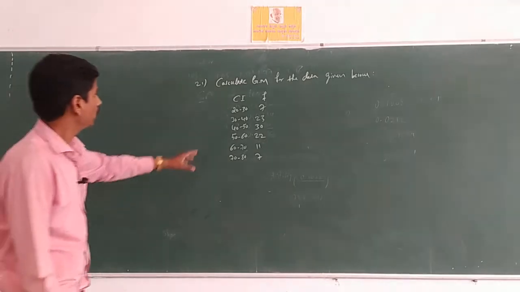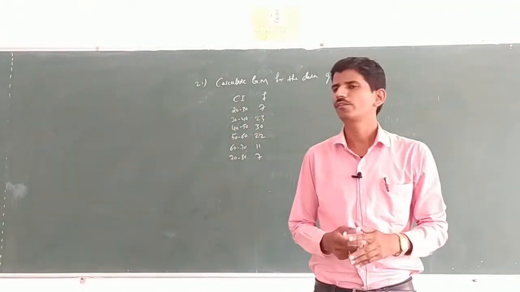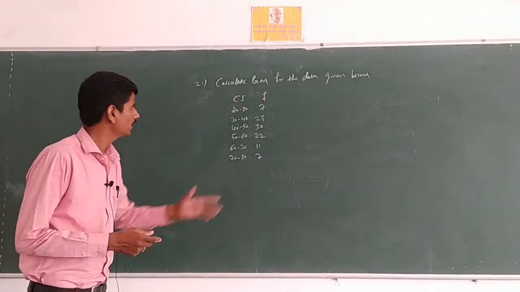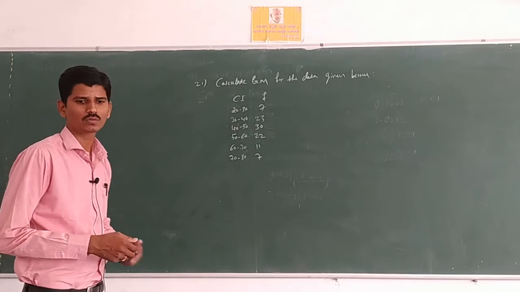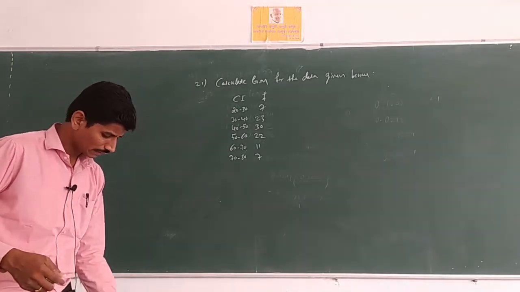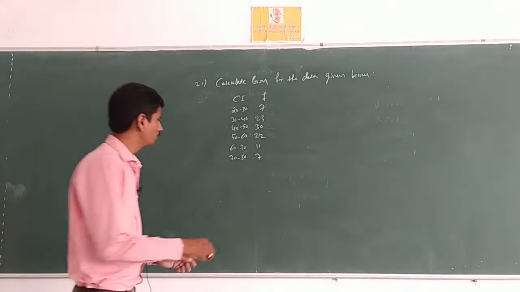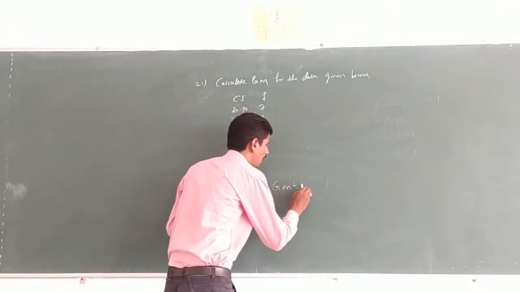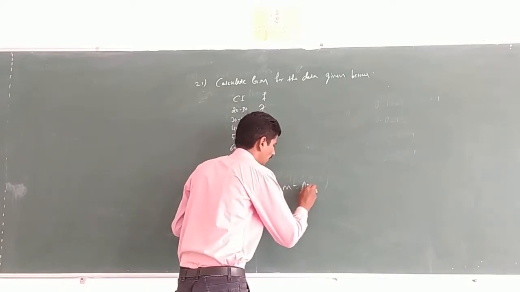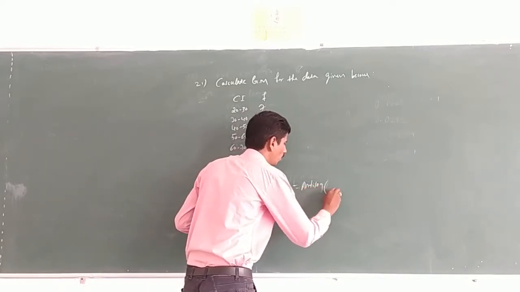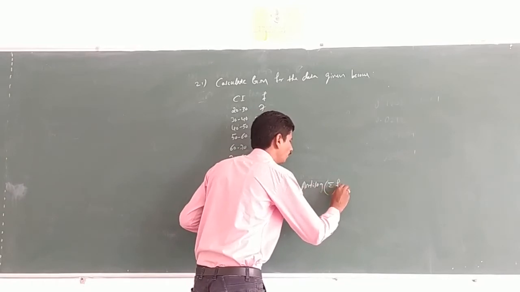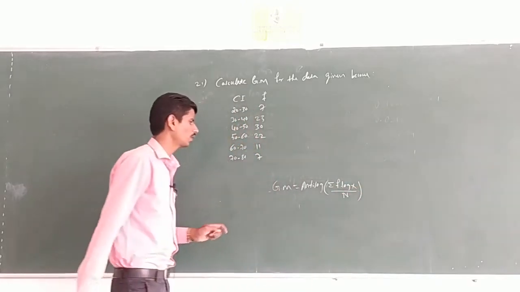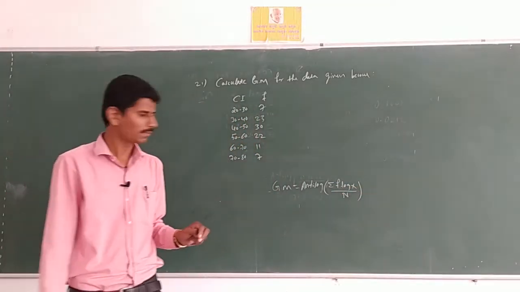Here the data are of grouped type, because they are given frequencies with respect to class intervals. What is the formula? GM equals antilog of sum of f log x by capital N.